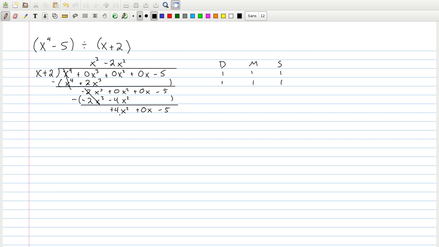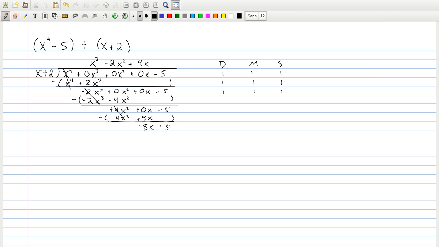We take the leading term, positive 4x squared, divided by x, gives us positive 4x. And then we multiply. 4x times x plus 2 is 4x squared plus 8x. Next up, we subtract. So 4x squared subtract 4x squared will cancel. 0x subtract 8x is negative 8x minus 5.